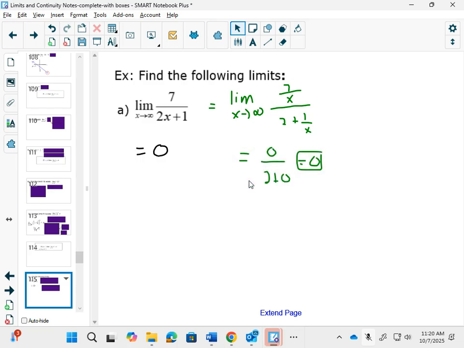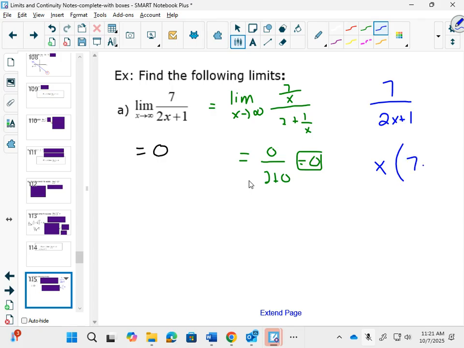Okay? The mathematics that you can show is you can factor out the highest degree. So if I took the 7 over 2x plus 1, and I notice that x is my biggest degree. If I factor an x out of the top, I'd be left with 7 times 1 over x, or 7 over x. Does that make sense? And if I factor an x out of the bottom, I'd be left with 2 plus, if you take the x out of the 1, 1 over x. And then these x's would go away.